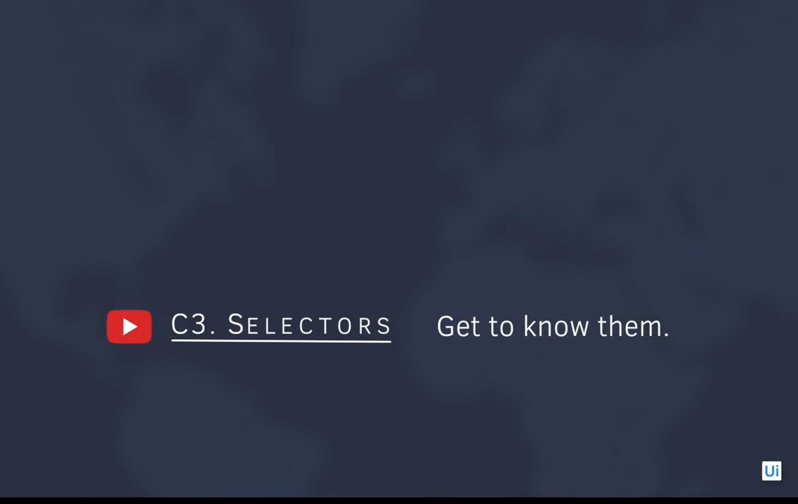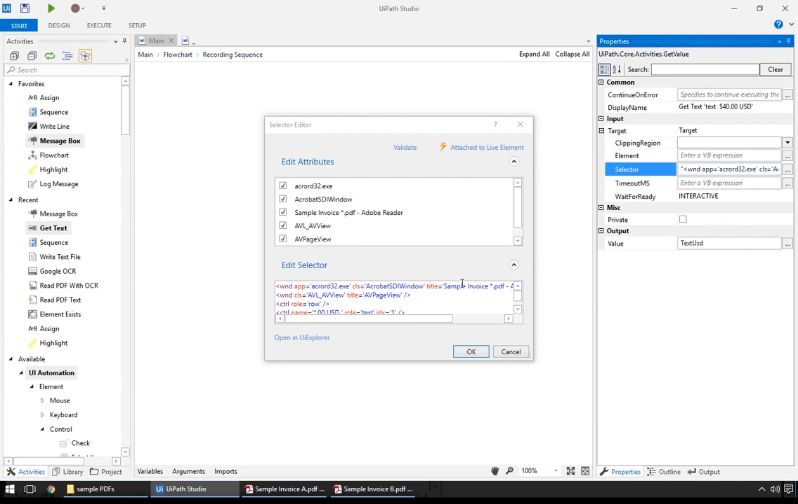A bit of a warning though, we won't go into the general aspects of selectors. I'll just explain this specific example, but I strongly encourage you to watch the selectors video detailing how they work and how to edit and debug them. They are a central part of UI automation, so better understanding them will help in many other situations.